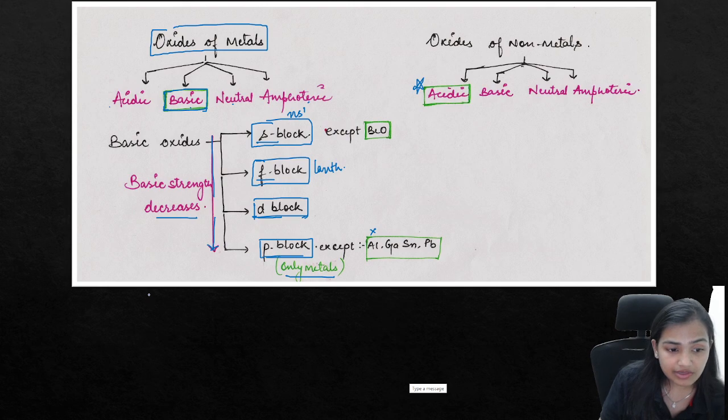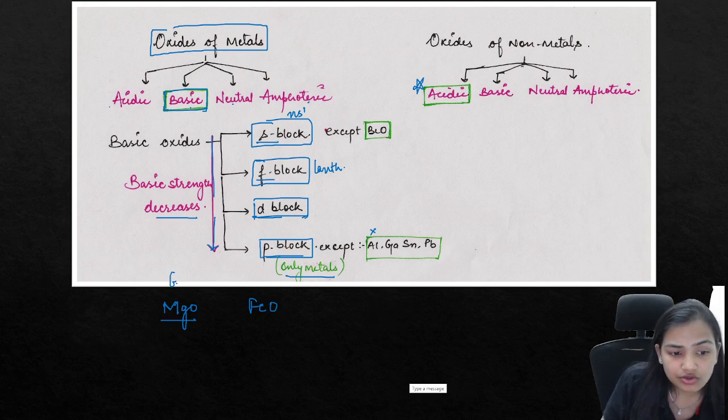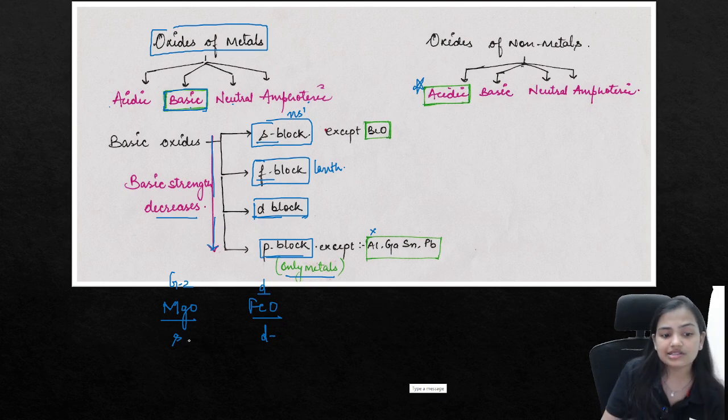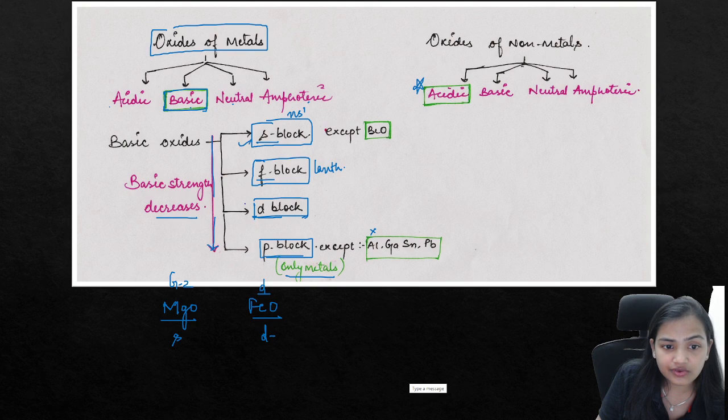So guys, let me give you a simple question. Suppose you have magnesium oxide and FeO. Magnesium comes in group number 2 and iron is a D block element. So this is an S block element and this is a D block element, right? So simply you can say that S block is more metallic than the D block elements. You can compare in such a way. Now you definitely know they are more metallic and they are more basic.